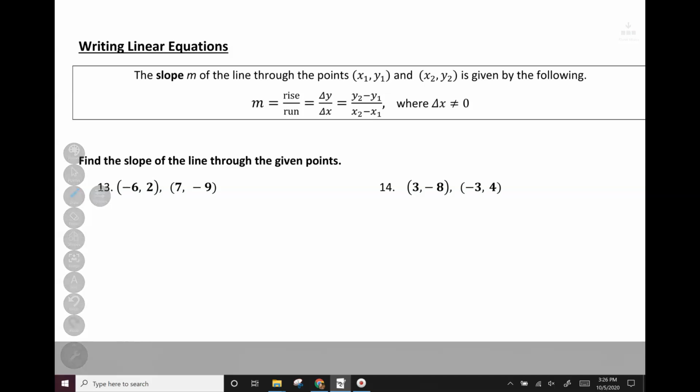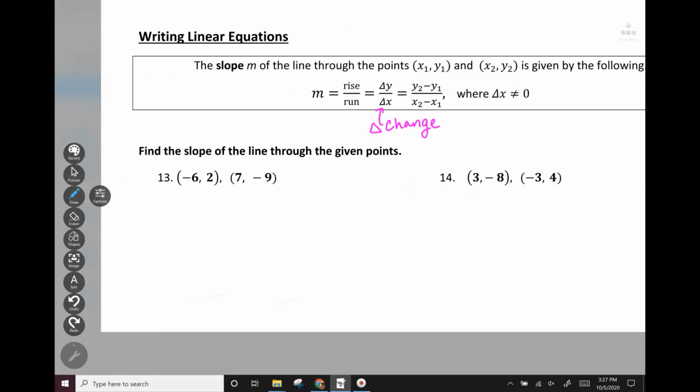So I wrote it a couple different ways to think about slope. Rise over run, which is the change in y over the change in x. That's what this delta means. Change. So the change in y over the change in x. Or you could just say y2 minus y1 over x2 minus x1, where delta x cannot equal 0, right? We can't have x2 minus x1 equals 0 because we can't divide by 0.